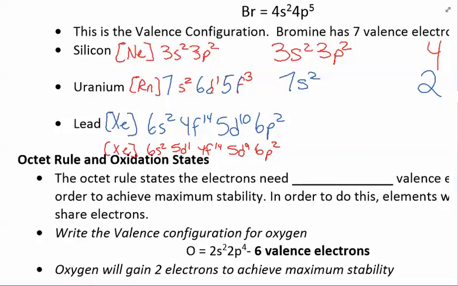So with lead, we just want the S and the P for the valence configuration, so we'll have 6s2, 6p2, giving us a total of 4 valence electrons. Keep in mind that a lot of the transition metals only will have those 2 electrons because they only have the s electrons in the highest energy level.